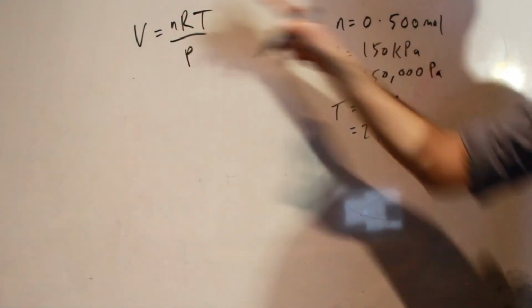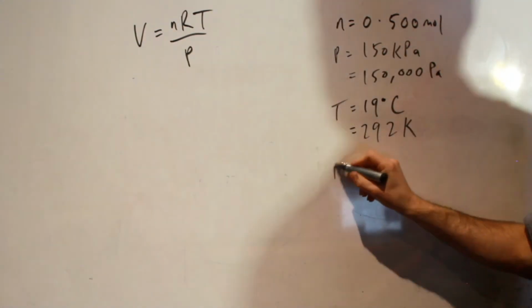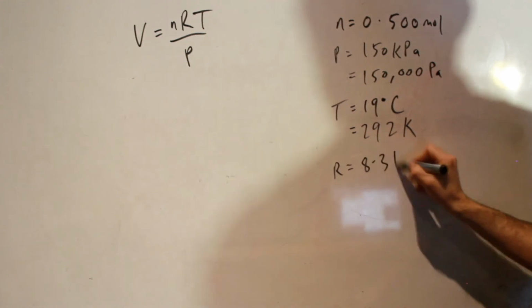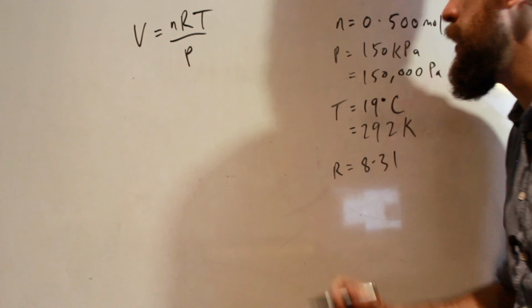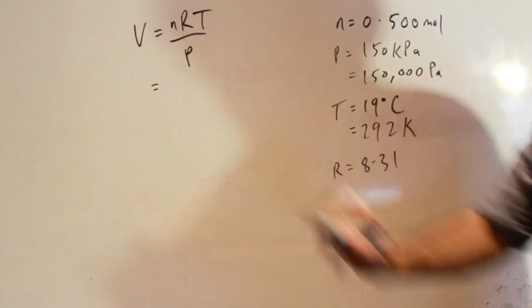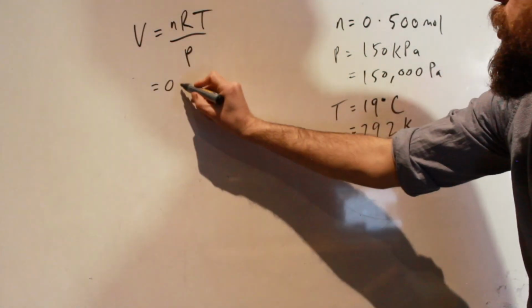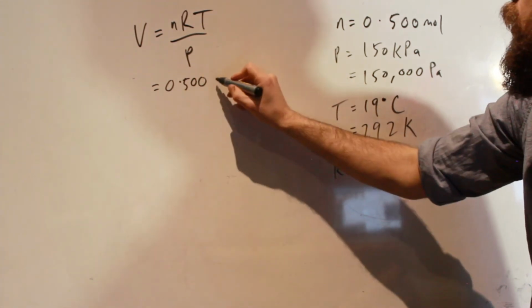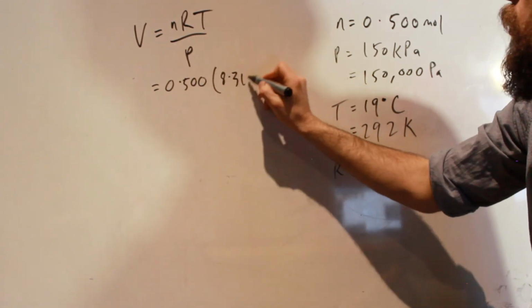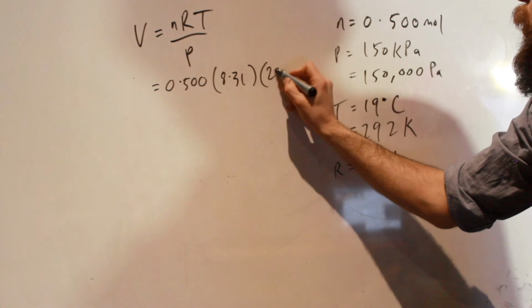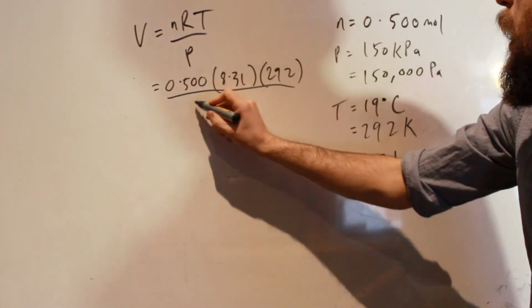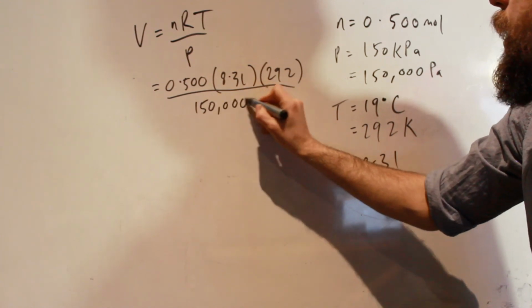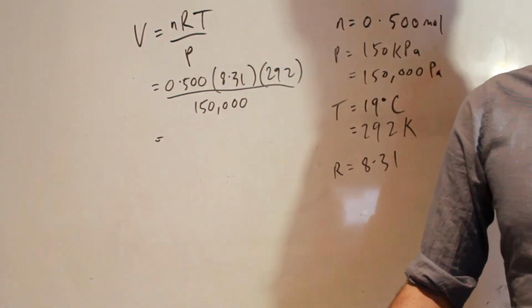Swell, and our R with all these units is going to be 8.31. That's a value that usually is just going to be given to you, but it's not too hard to remember, 8.31. Write it out 10 times if you need to. Alrighty then, so we plug all of these into our equation: 0.5 times 8.31 times 292 divided by P, which is 150,000.